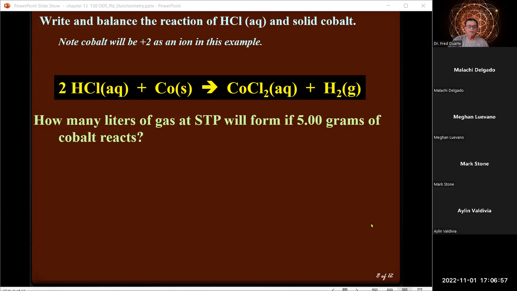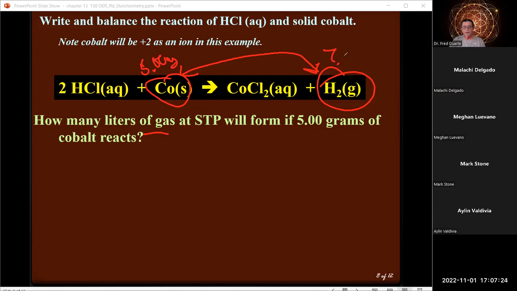How many liters at STP will form if 5.0 grams of cobalt react? And so they want to know how many liters of gas. Well, we look at the products, the only gas is hydrogen. And if we start off with cobalt, our only concern is the relationship between cobalt and hydrogen gas. If we have 5.0 grams of cobalt, how many liters of hydrogen gas are we going to make?